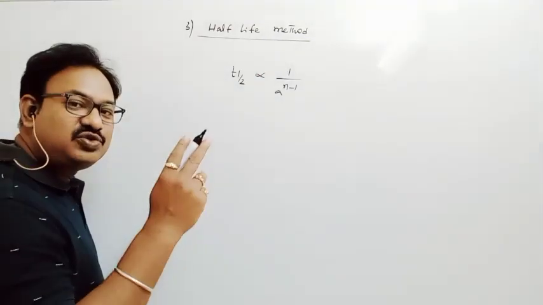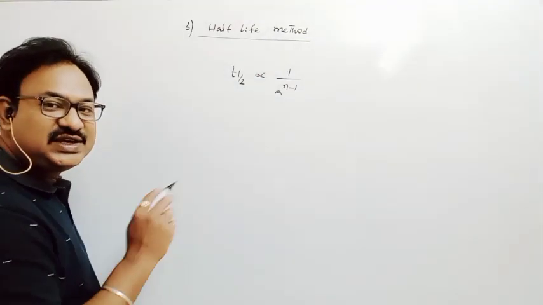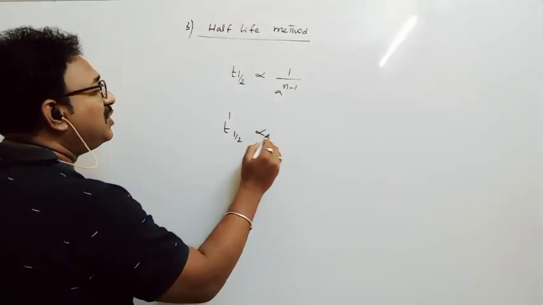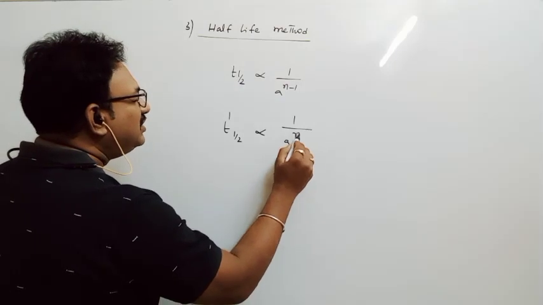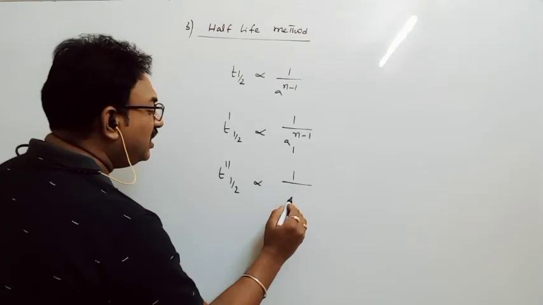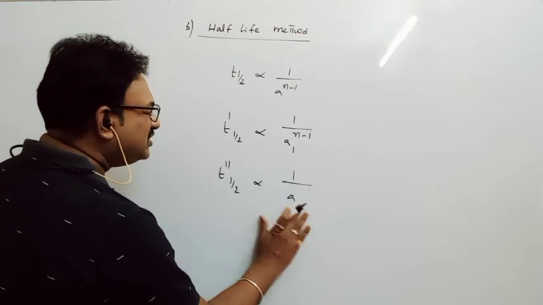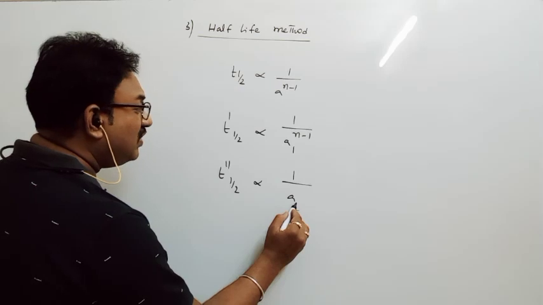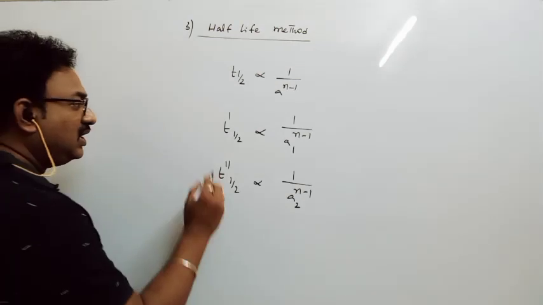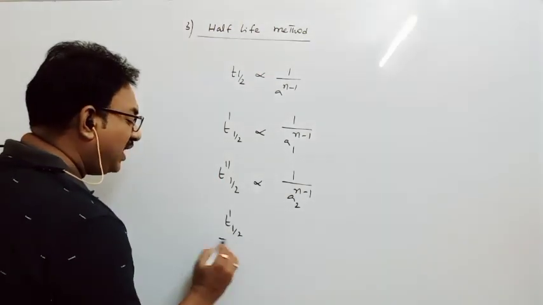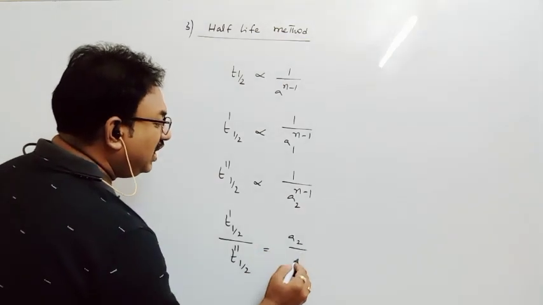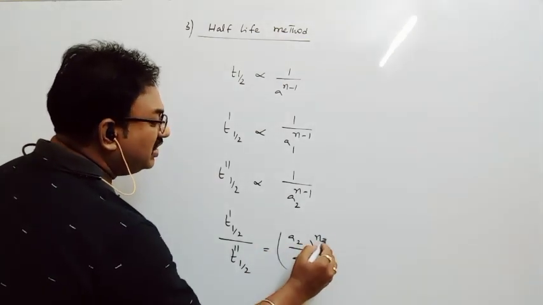Now let me assume two different half-lives at two initial concentrations. Then T dash half is proportional to 1 by a1 power n minus 1, and T double dash half is proportional to 1 by a2 power n minus 1. Then T dash half by T double dash half is equal to a2 by a1 whole power n minus 1.